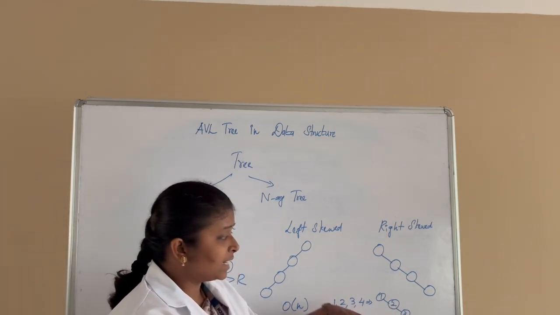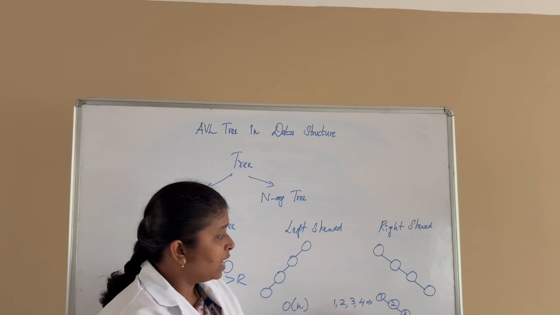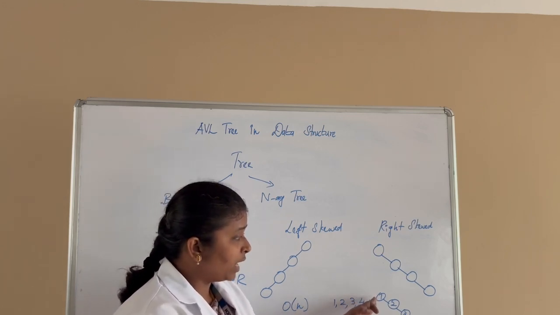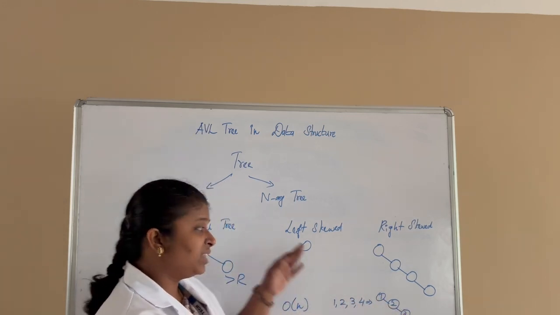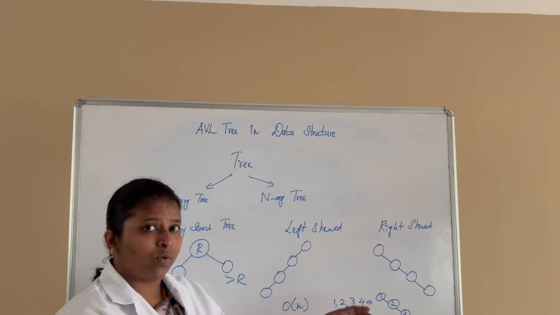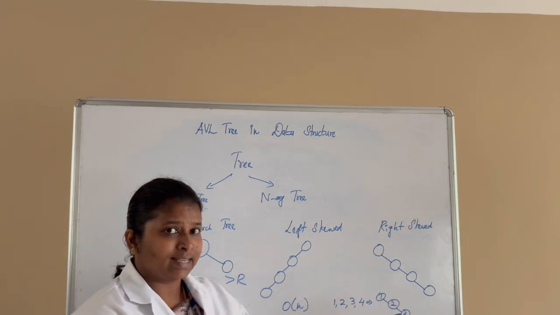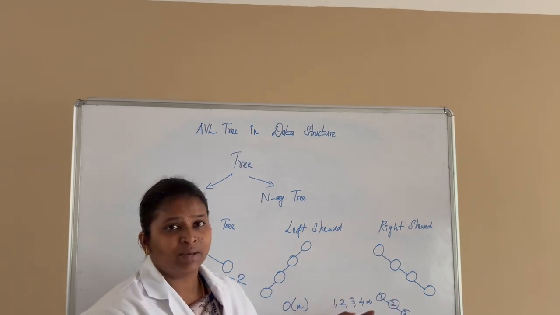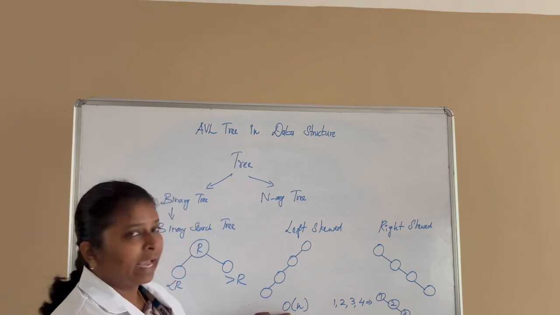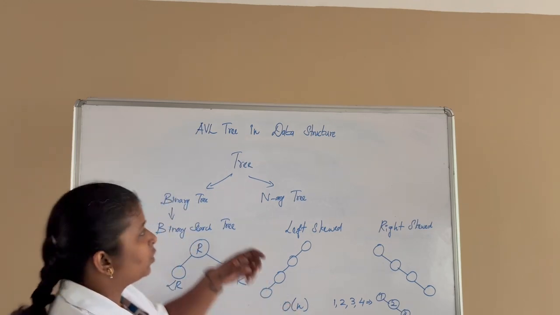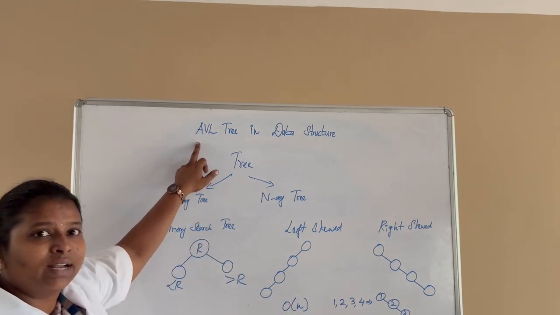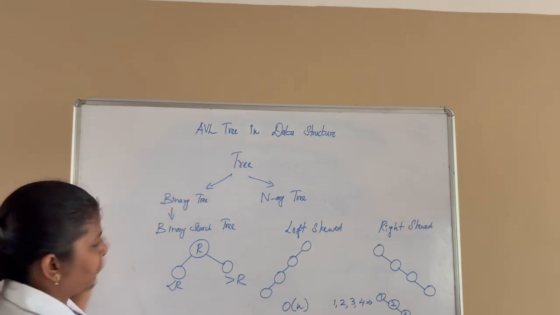If you want to search the value 4, then you have to bypass the values 1, 2, 3 and then reach 4. So if the tree is very large and it is only towards the left or right side, then your search time is getting increased, that is order of n time. To overcome this, we are going for the AVL tree, which is called a height balanced tree.